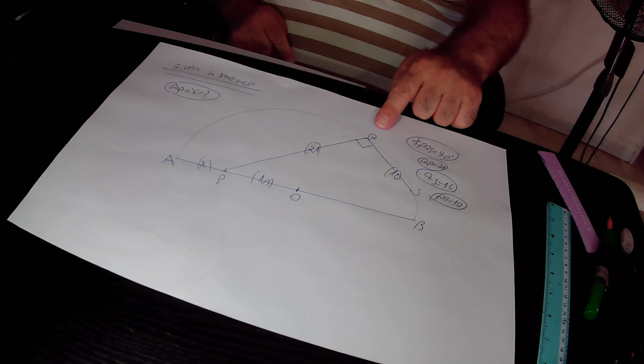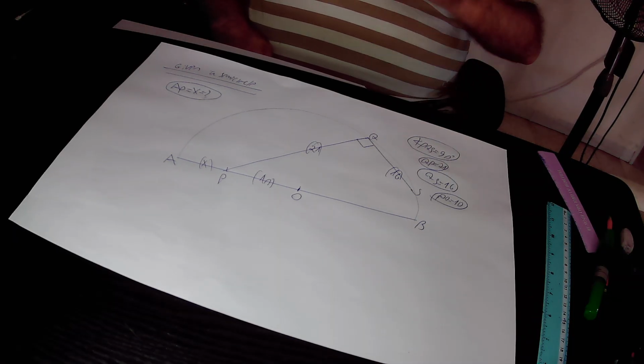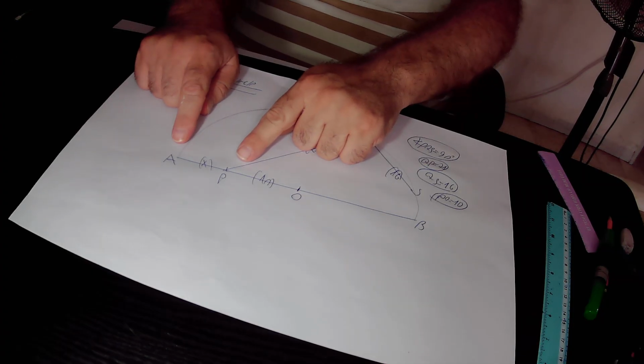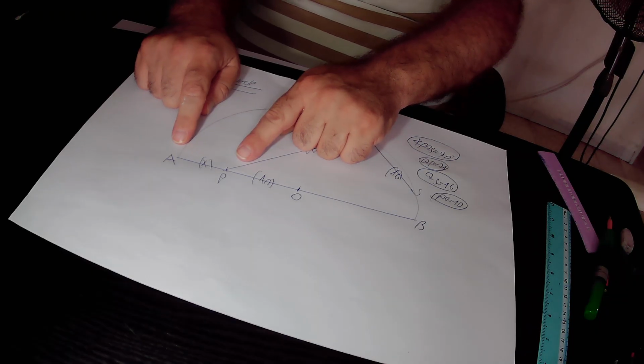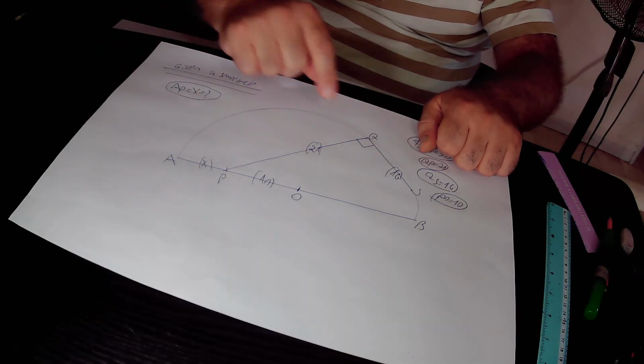This is angle PQS, that is a right angle. Again, our task is to find the length of this short line segment AP that equals x. We have to find the value of x. So in the first step, we will complete the semicircle to a circle.